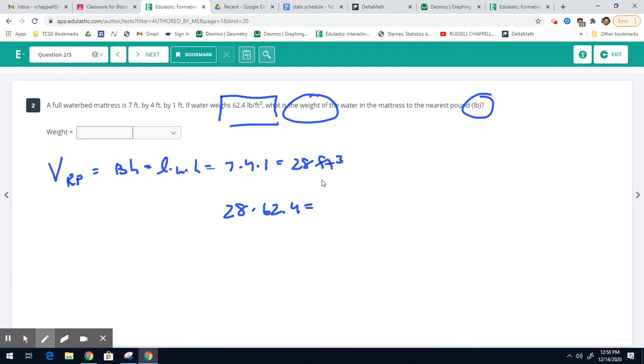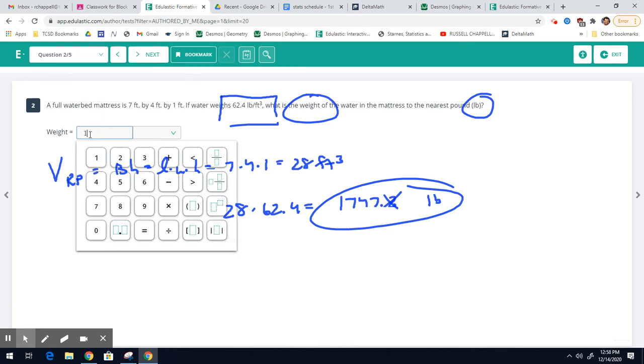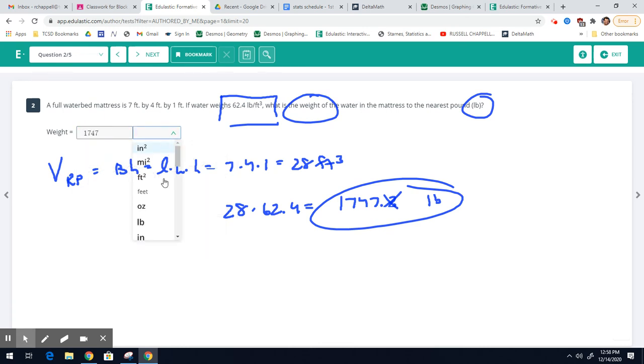And I got 1747.2. It says nearest pound, so this 2 does nothing to the 7. So 1747, and that would be in pounds. Pounds is a unit here. 1747, and pounds is right there. There we go. So again, there was a density question in Delta Math. So if that confused you, hopefully this brings some light and you can go fix that real fast if you weren't able to do the problem.